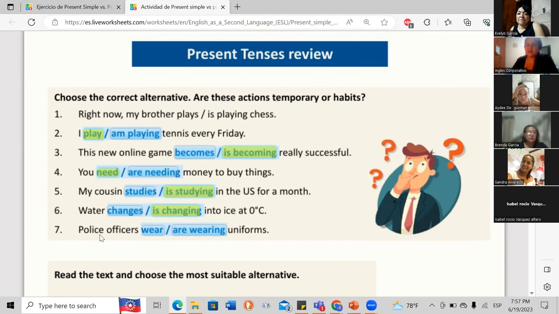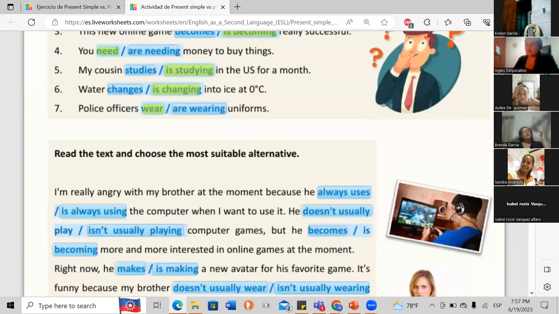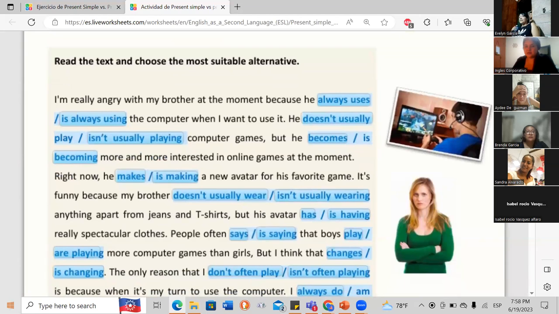Okay, number seven, Isabel. Police officers wear or are wearing uniforms? Wear. Porque siempre los usan, right? Sí. Okay. Juanita, I'm really angry with my brother at the moment because he always uses or is always using the computer when I want to use it. Is always using? He's always using the computer, okay.